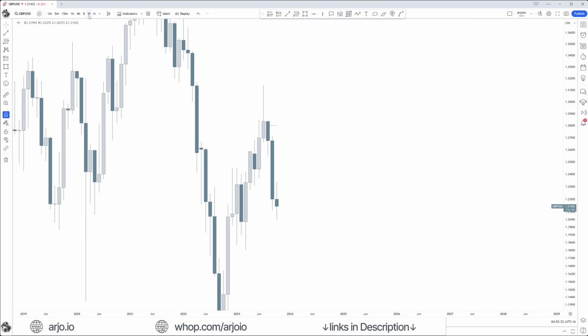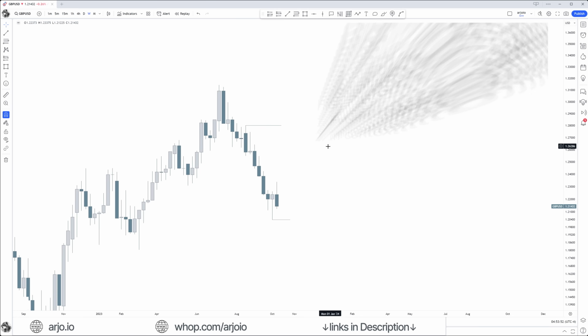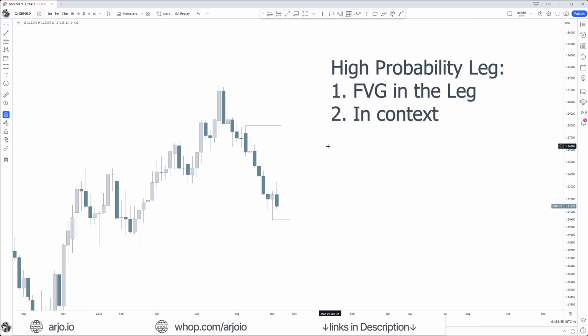So that weekly right there is in context of our monthly. That is important to understand. So then we summed it up, right? Then we have high probability lags and we have low probability lags. High probability lags, again, have a fair value gap in the lag itself and they are in context of the time frame above it.